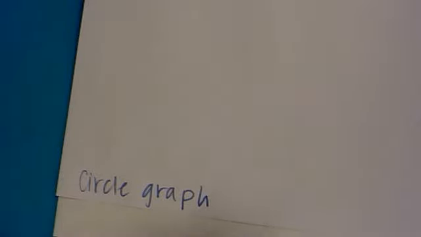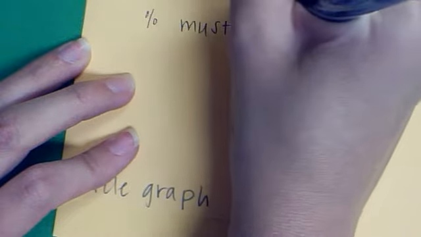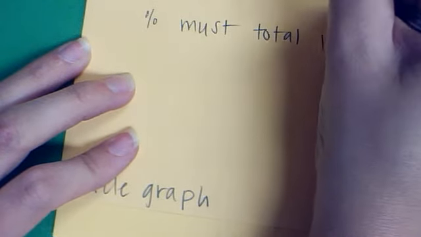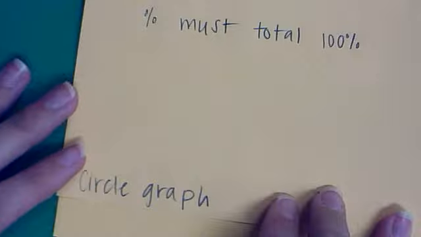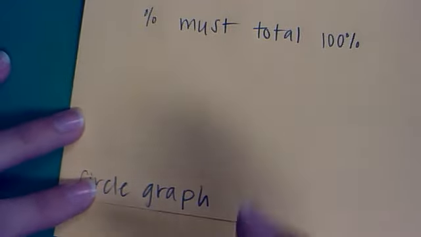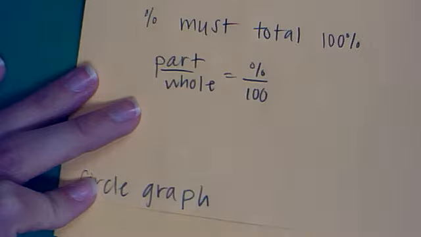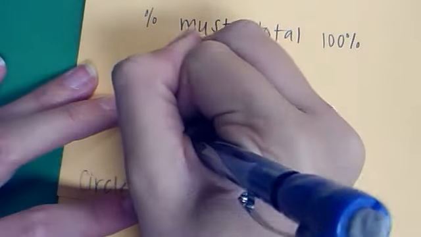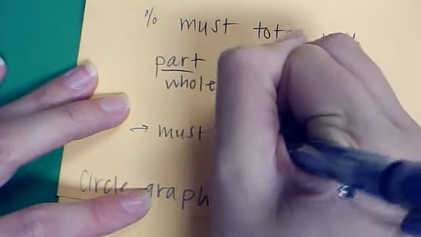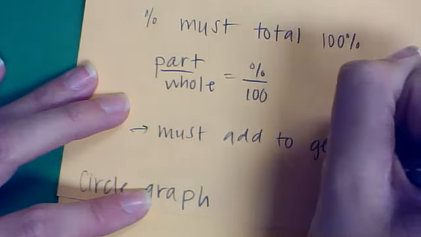If we're talking about a circle graph, then the percents must total 100%. And we're going to use that part over whole equals percent over 100, just like before. And the parts must add up to get the whole. So you must add to get the whole.